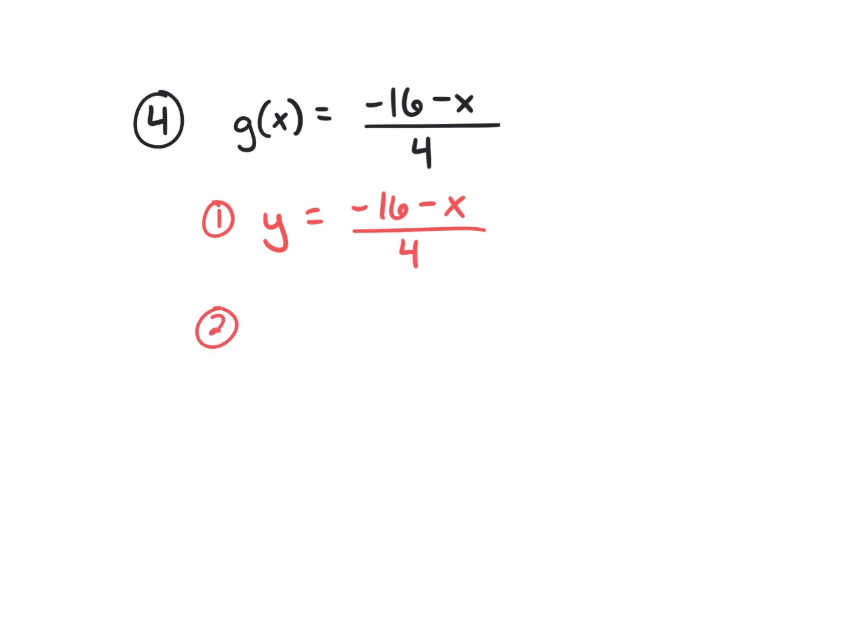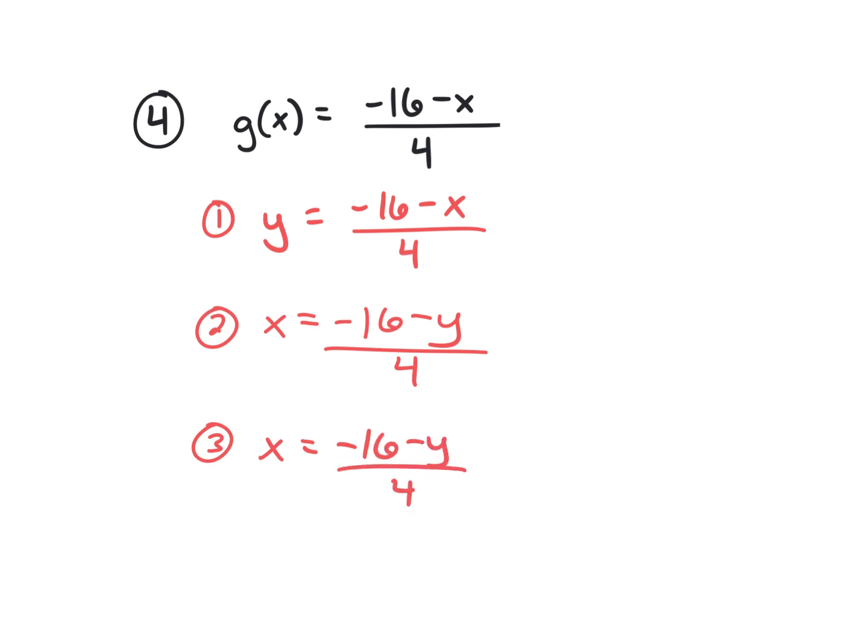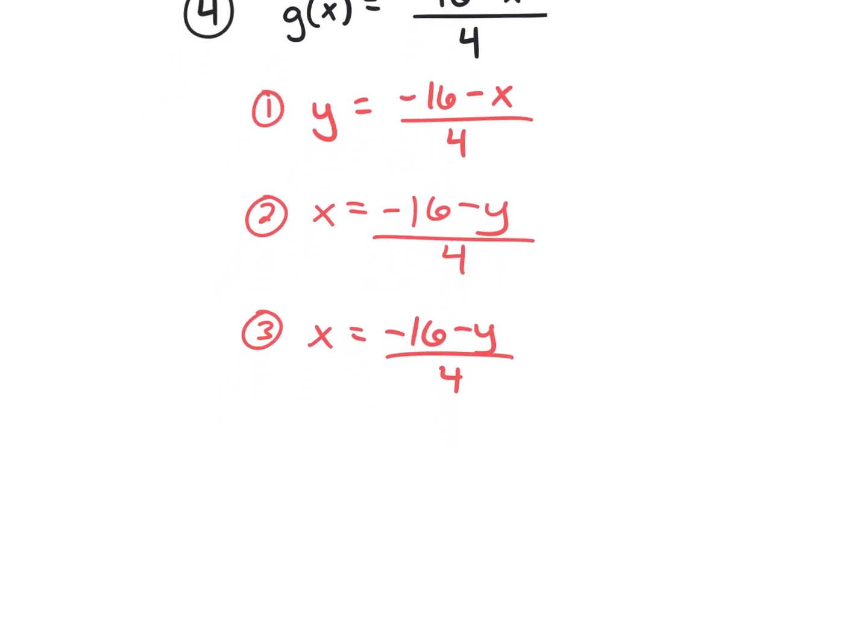What's my step 2? Yep, x and y switch spots. Again, nothing else changed. Now I'm on to my step 3, which is we're going to solve for y. I'm going to rewrite my equation here. You guys don't have to do that. How do I solve for y here?